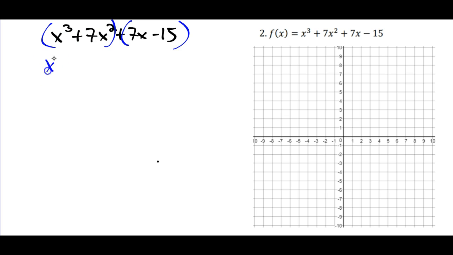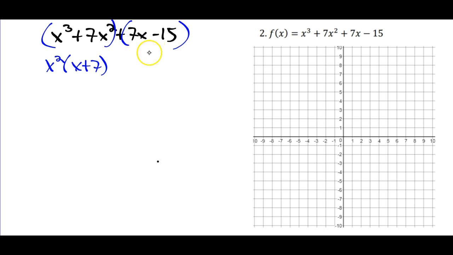So for number 2, when we go to look at this to factor it, my first thought is, hey, can I factor it by grouping? So I have x cubed plus 7x squared plus 7x minus 15. And if I try to factor this by grouping, I've got an x squared in common. That leaves me with x plus 7.